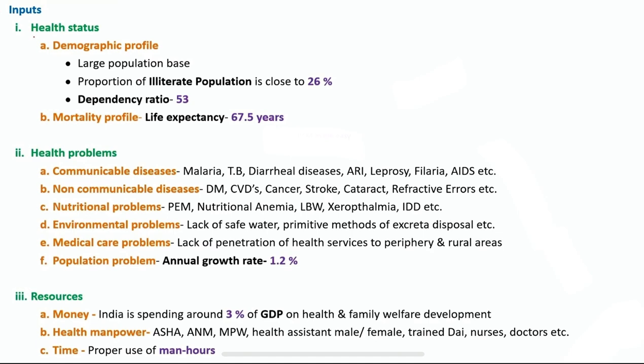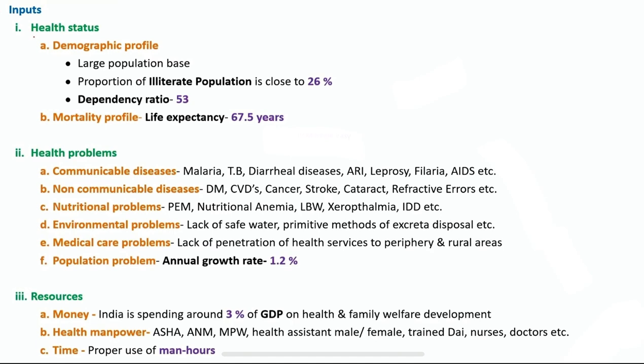The health problems can be conveniently grouped under the following headings. They include the communicable diseases: malaria, TB, diarrheal diseases, acute respiratory tract infections, leprosy, filaria, AIDS, etc. Malaria continues to be a major health problem in India. Although the total malaria cases have declined compared to the previous year, falciparum malaria, which is caused by P. falciparum, has increased. During 2019, there were 0.34 million cases of malaria and 73 deaths were recorded.